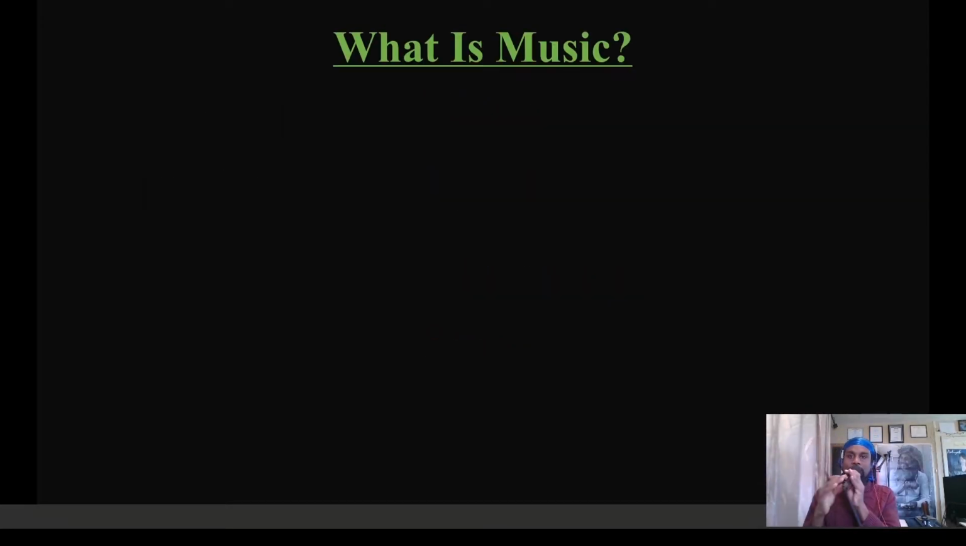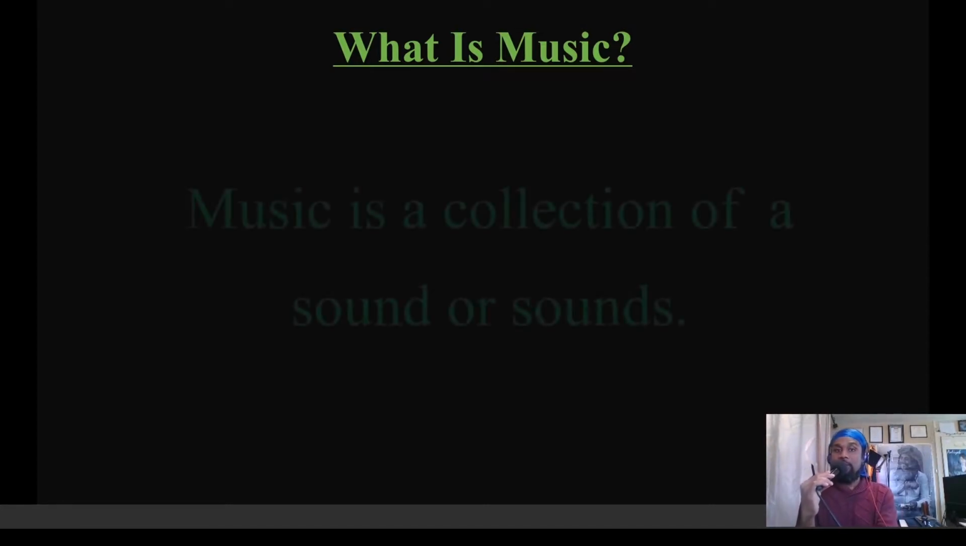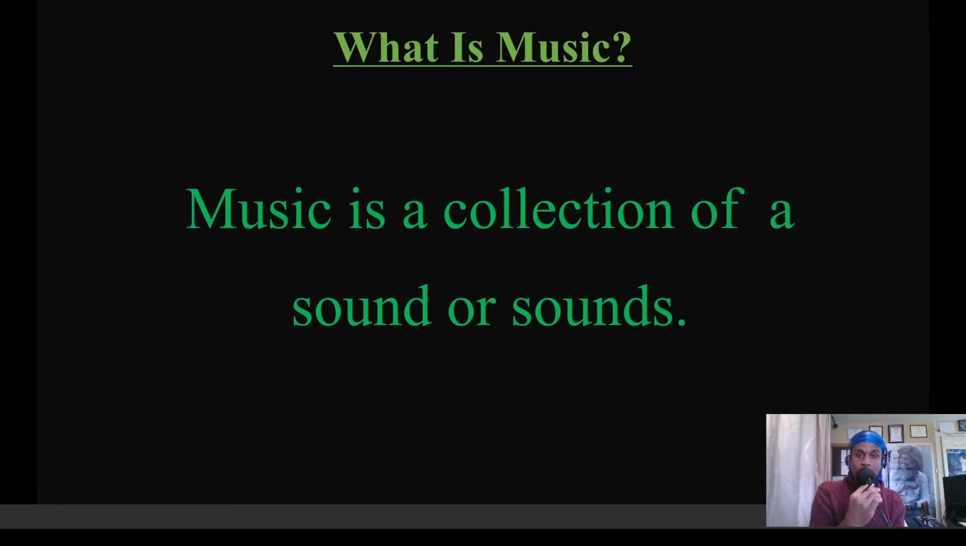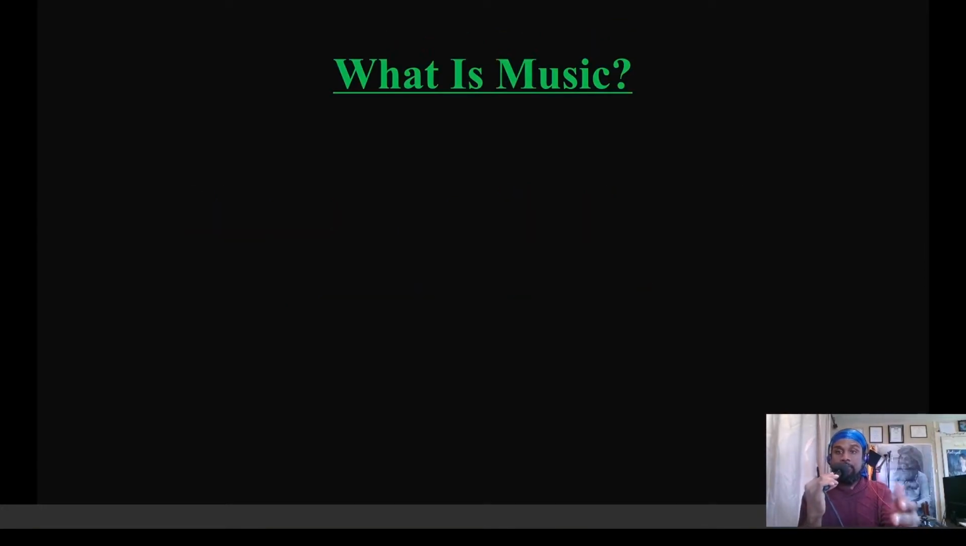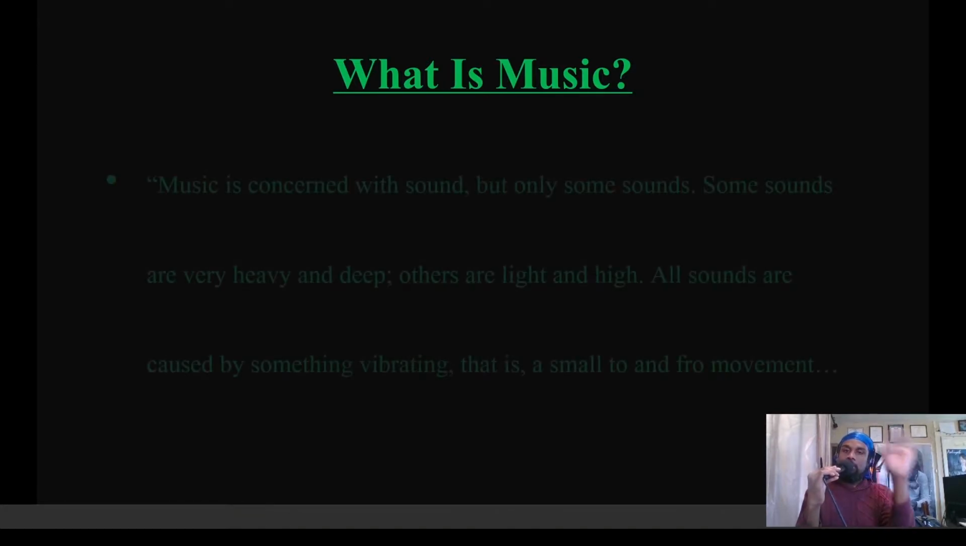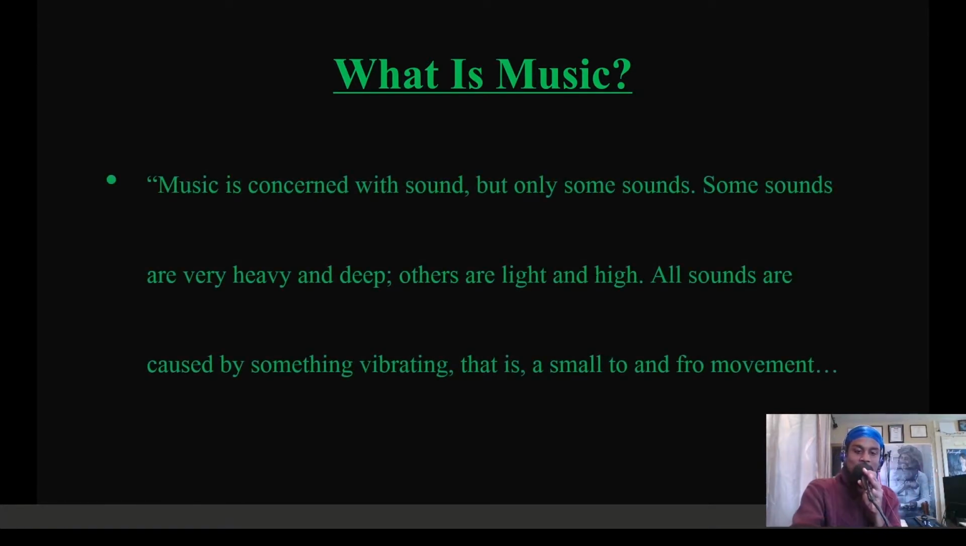One question that musicians may get a lot is, what is music? Now, this is an arguable question with many different answers, but my answer is that music is a collection of a sound or sounds, okay? Now, I'm going to give some other people's opinions on what they think music is, starting with this one.